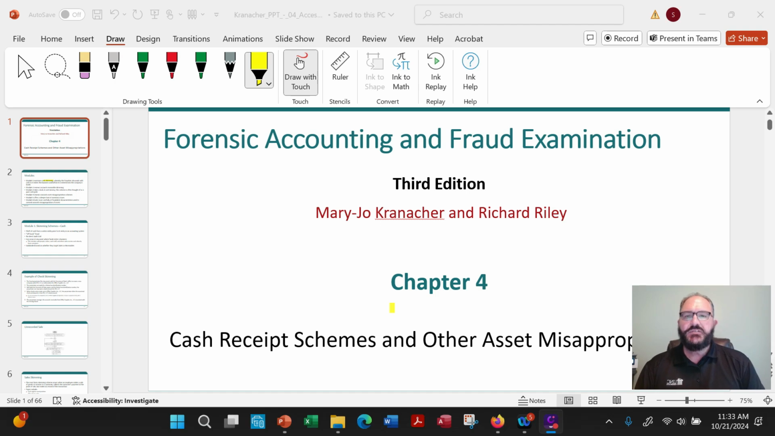All right, folks, going to take a look at Chapter 4 from our fraud textbook. This is going to be about cash receipt schemes and other asset misappropriations. All right, so let's take a look.